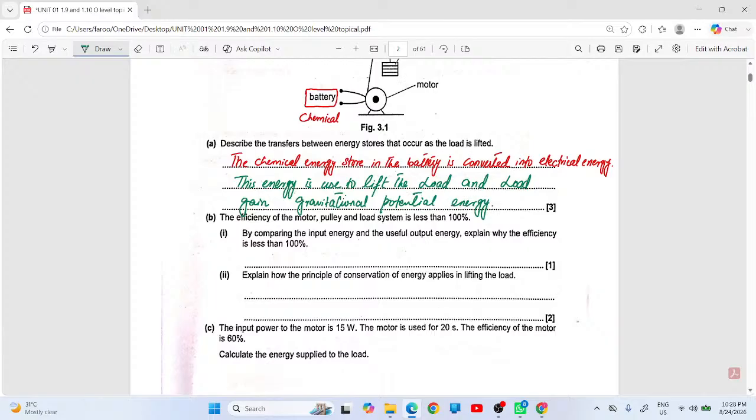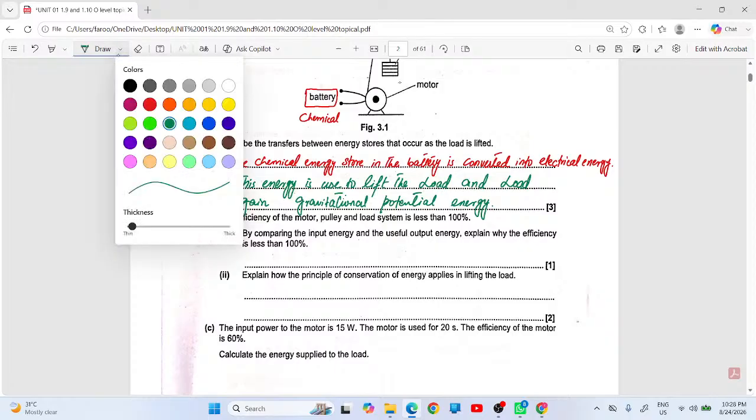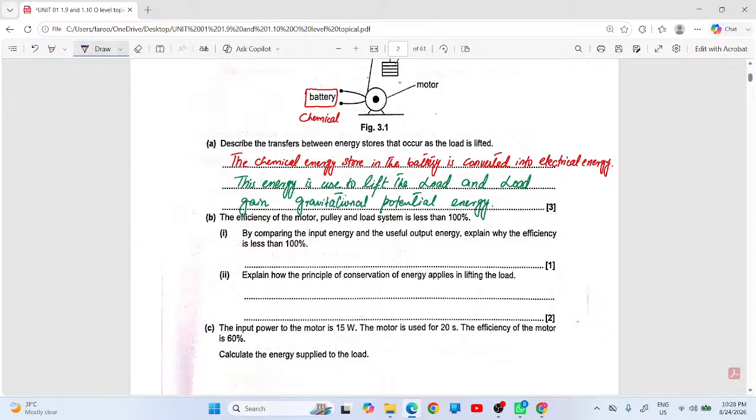Next is the efficiency of the motor pulley and the load system is less than 100%. By comparing the input energy and the useful output energy, explain why the efficiency is less than 100%. Very simple. So why is the output energy less than 100%? Because some of the input energy would be wasted.